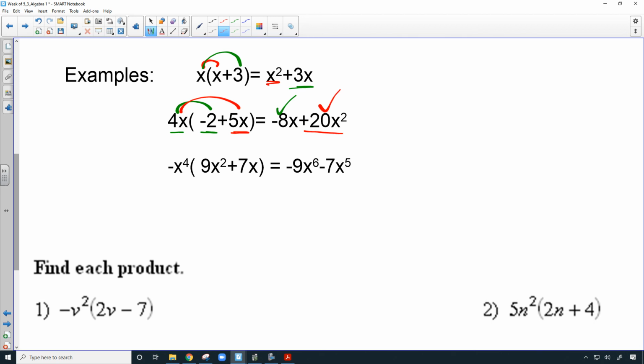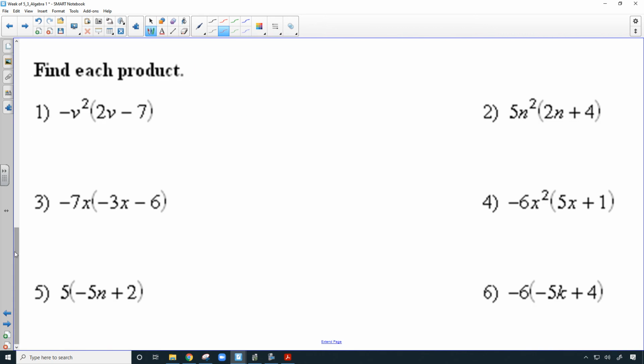So let's just keep doing a few examples. We're going to go to these products here real quick. So find the product. Why don't you pause the video, and if you're comfortable, try numbers 1 and 2. So again, what we're doing is negative v squared times 2v, so negative 1 times 2. It's negative 2v to the third. Negative times a negative is a positive 7v to the second. Make sense?